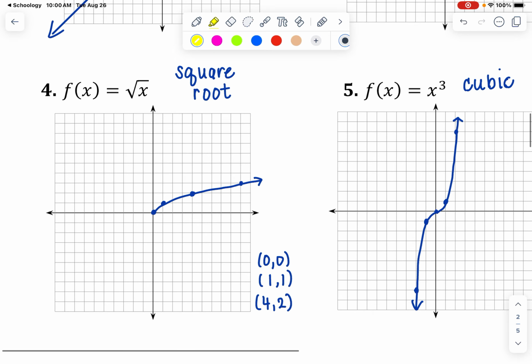Next, we have the square root function. So knowing that that's the square root function, what it looks like, and then at least 3 key points: (0, 0), (1, 1), and (4, 2).